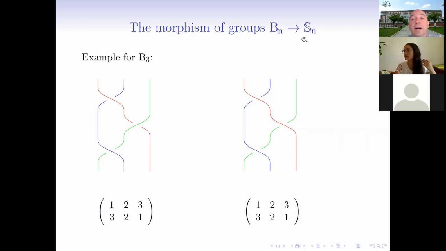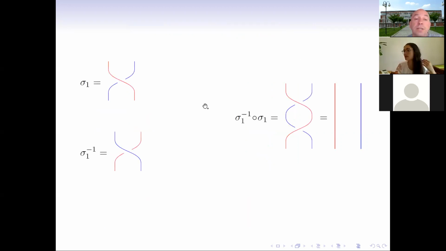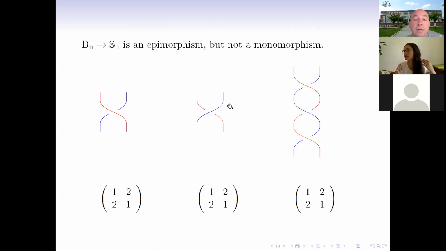And second, how we multiply two braids, it's obvious this is also a morphism of groups. But this morphism is not an isomorphism. Moreover, the kernel is infinite, not infinite dimensional, but infinite. Sorry, it's an epimorphism, but it's not a monomorphism.